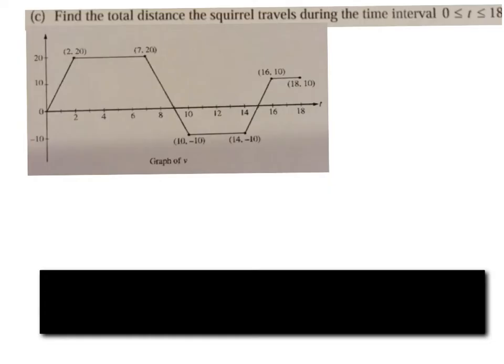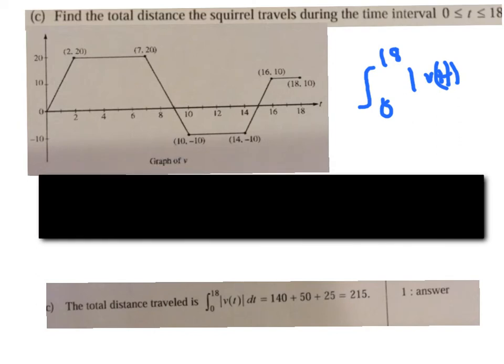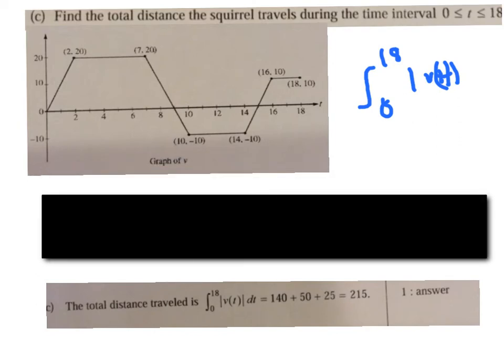Part C, total distance the squirrel travels from 0 to 18. So total distance, remember, is always the integral. You want 0 to 18 here, and total distance, not displacement, so it's the absolute value of v of t. Okay, so that's the idea. So how do we execute that? What I just wrote is here, but you still need to get the answer.